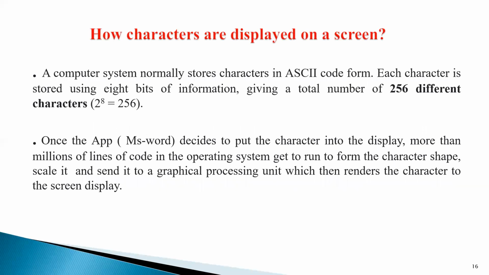How are characters displayed on a screen? A computer system normally stores characters in ASCII code form. Each character is stored using 8 bits of information, giving a total of 256 different characters. That is, 2 to the power of 8 equals 256. Once the app decides to put the character on display, millions of lines of code in the operating system get to run to form the character shape, scale it, and send it to a graphics processing unit, which then renders the characters to the screen display.